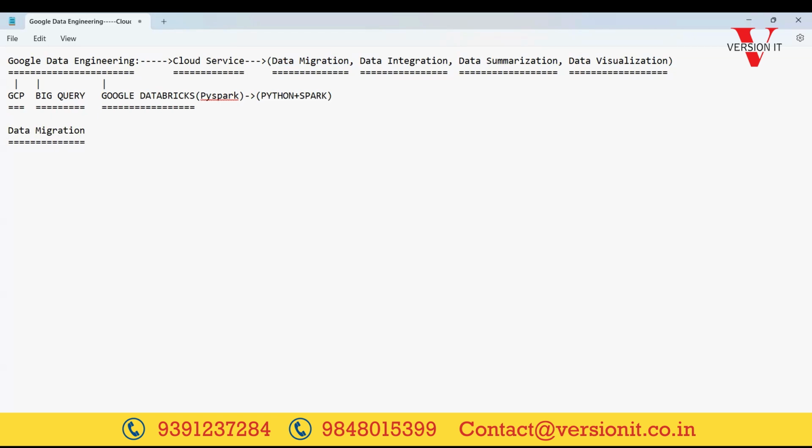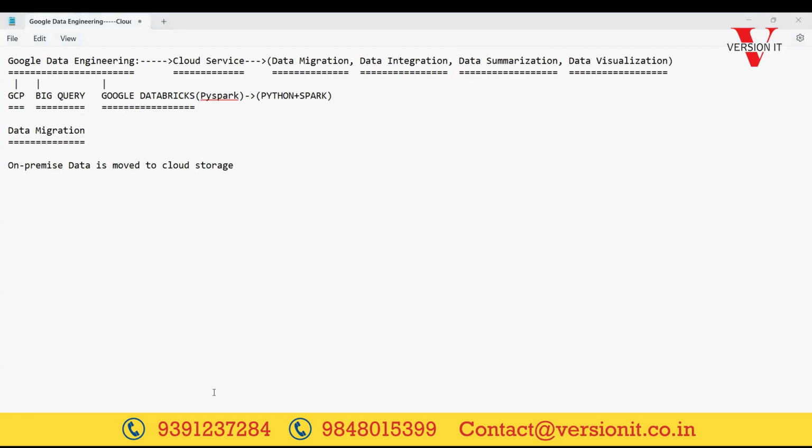Data migration is a process where on-premises data is moved to cloud storage. This is the definition. Very simple, guys.